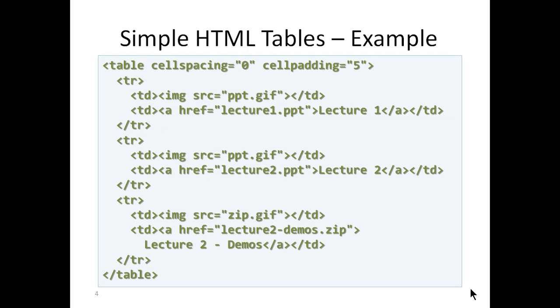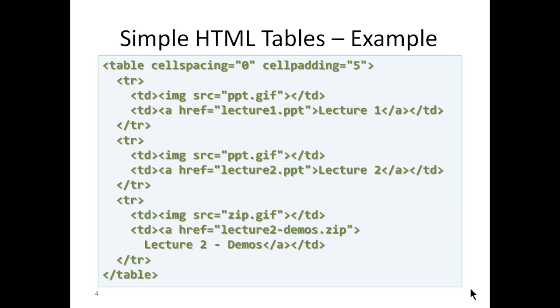So we have formed a cell in the table, and in that cell we are putting an image, src ppt.gif, okay, and that cell is closed. Then again we are opening a td tag, another cell in the same row. We are in the same row, tr tag, okay. In the same row we are going to the next cell, td.